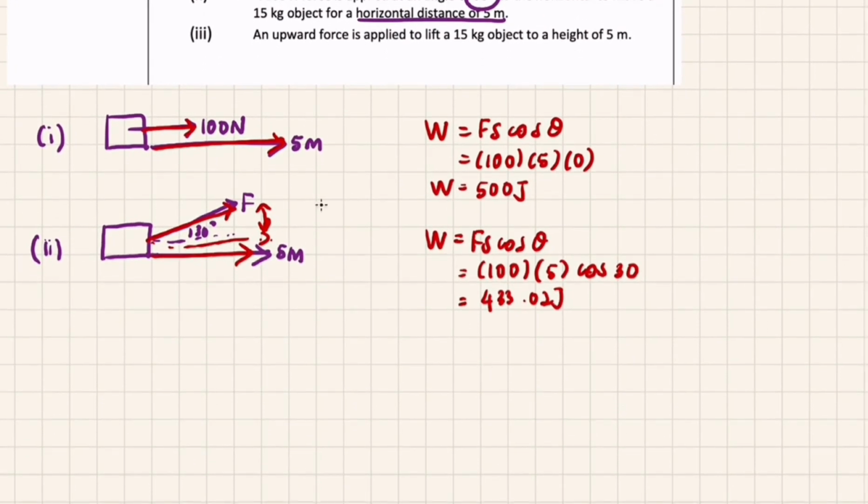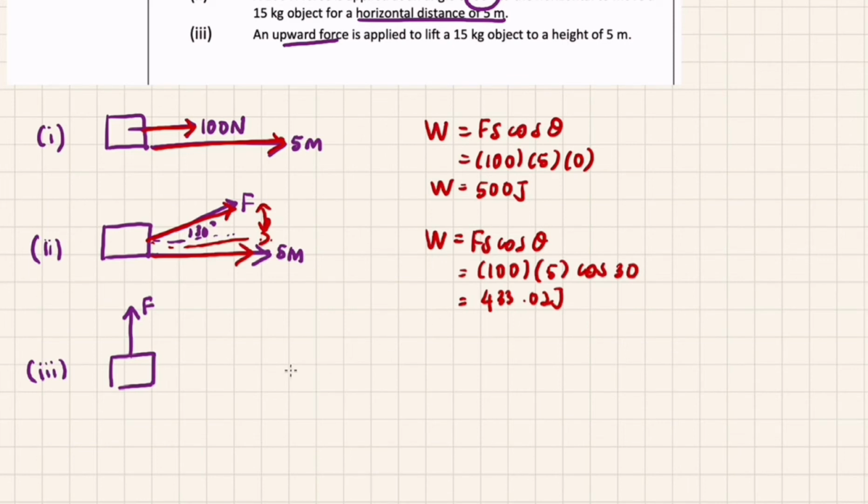Draw first. Make sure you always draw first. The third question: an upward force is applied to lift a 15 kg object to a height of 5 meter. So this is our object, and our force is upward, meaning the force is going up, to lift the 15 kg object to a height of 5 meter.